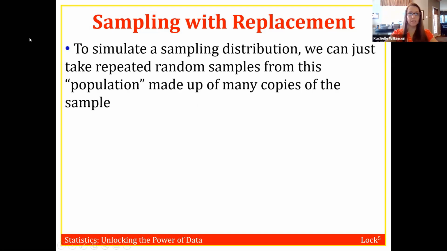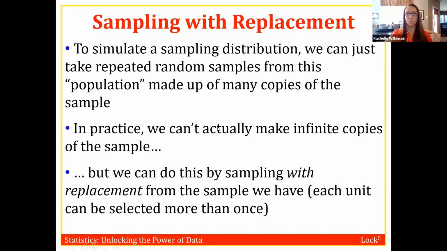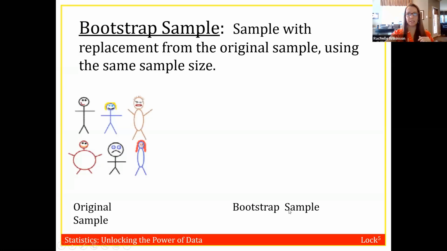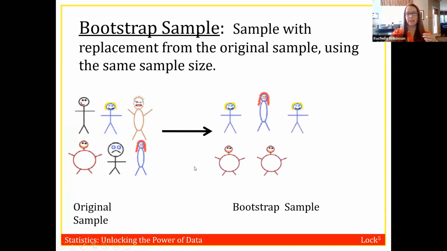So we're going to simulate a sampling distribution by taking repeated random samples from this population that's created by taking multiple copies. But really, we're going to be sampling with replacement from our original sample. That's going to get us basically the same thing. So here is my original sample. If I'm sampling with replacement, here is what a possible bootstrap sample might look like. It is possible to get more than one of the same person in your bootstrap sample, and that's okay.